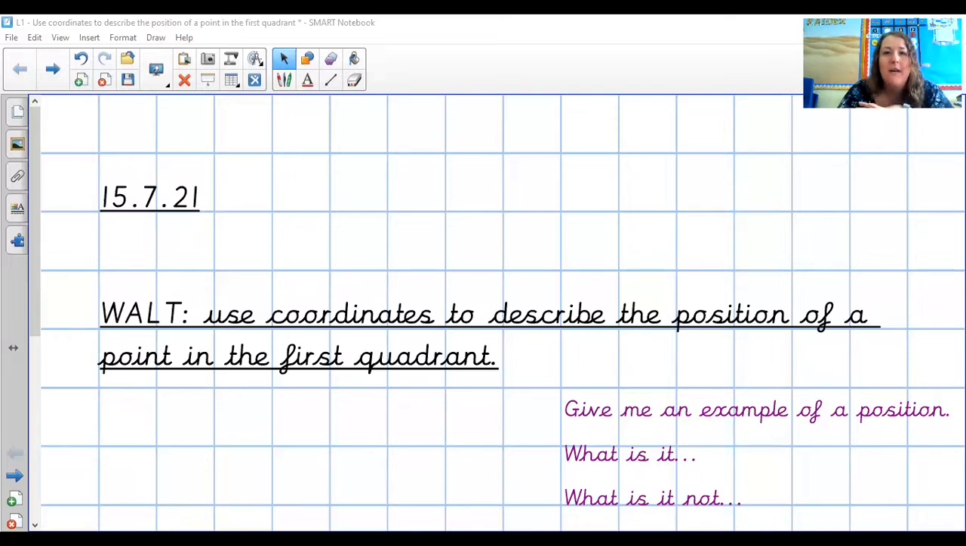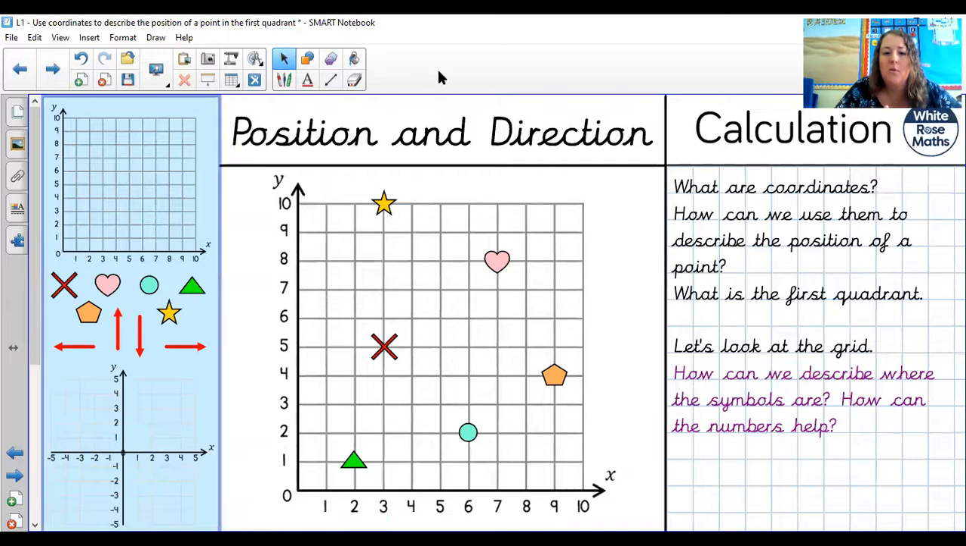And this will really help because we've just been looking at some time graphs and bar charts. So we know about axes, but today we're looking at coordinates when we're using those squares. So we're going to be using coordinates to describe the position of a point in the first quadrant today. So I'm going to just show you what the grid I'm talking about looks like. And the grid I would like you to look at is the one on the board where you can see this X and this Y.